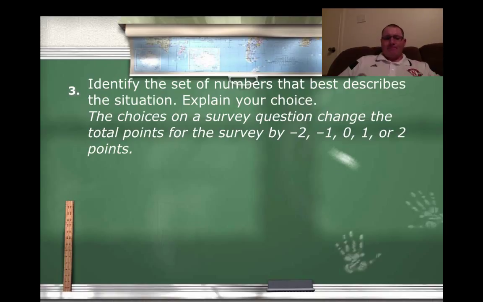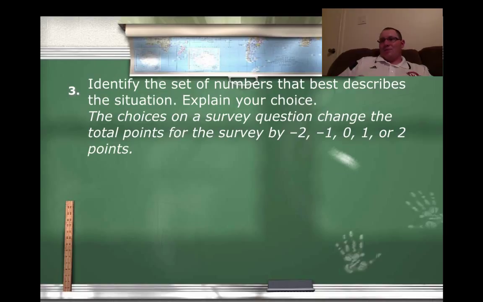Okay, let's look at number 3. Identify the set of numbers that best describes the situation, and then explain your choice. Choices on survey questions change the total points for the survey by -2, -1, 0, 1, or 2 points. So what type of set of numbers is this? Is it whole? Is it integers? Is it real? You're trying to find the one that best describes the situation. So we're not naming all of them, we're trying to find the one that best describes this type of situation.